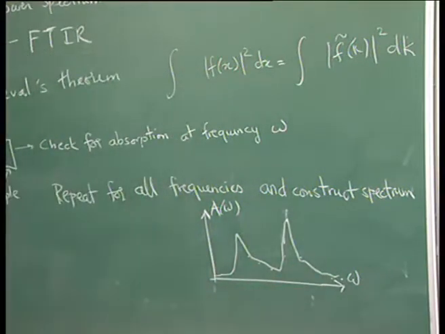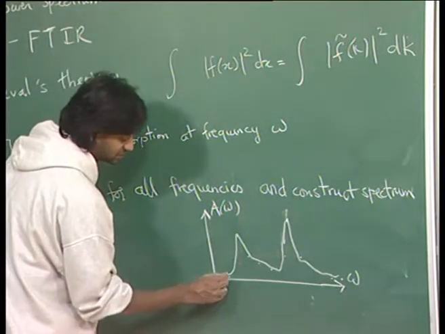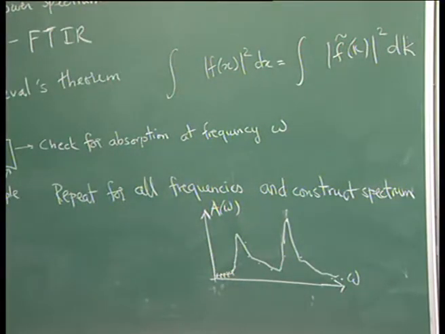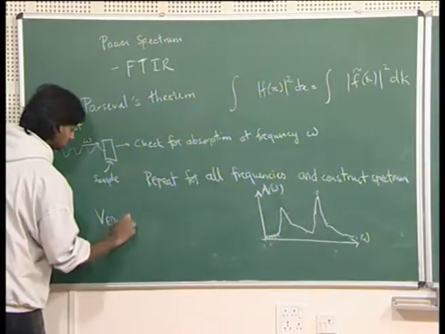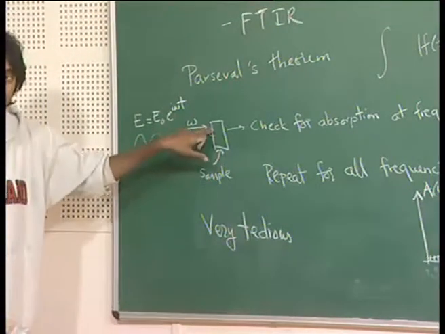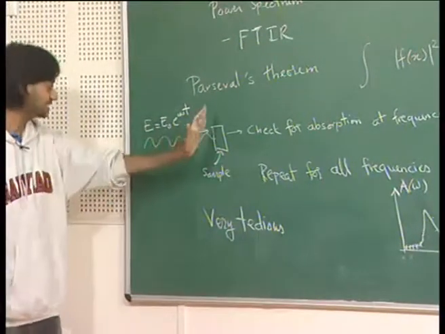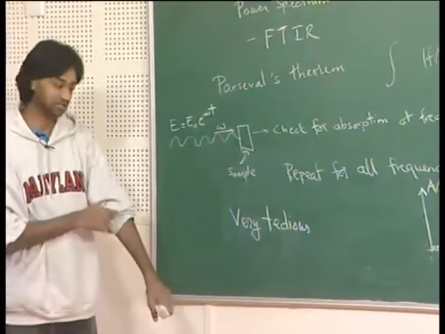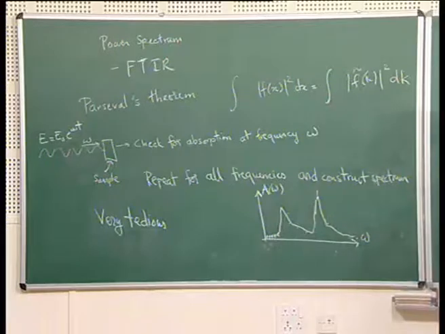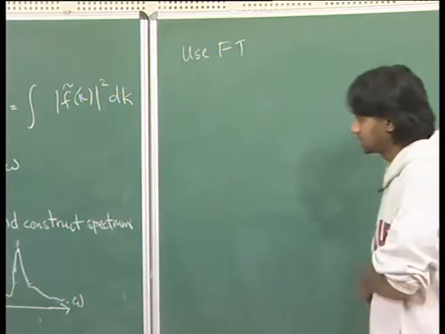Now you can see that this is a very tedious procedure, because you have to send light of one frequency, then another frequency, and keep changing the frequency and checking the absorbance. So, one way to get around this is to use the Fourier transform, FT.